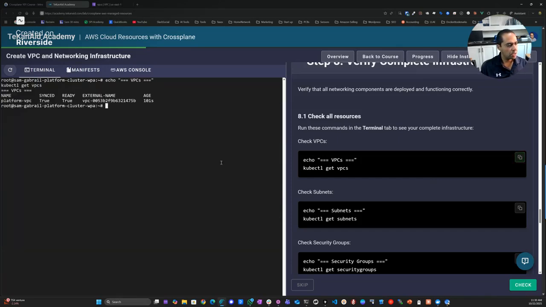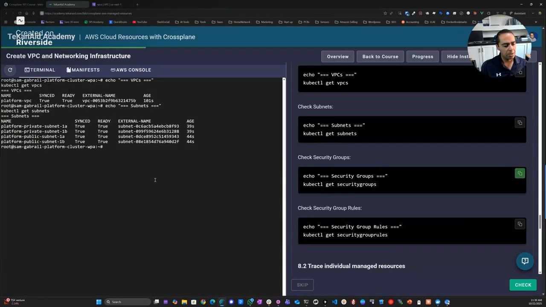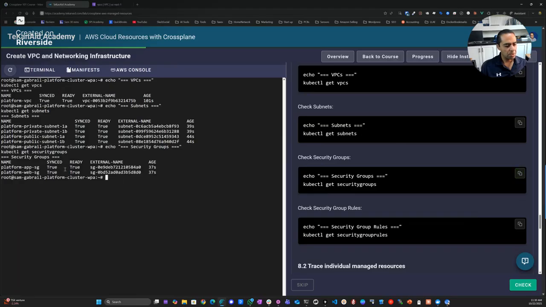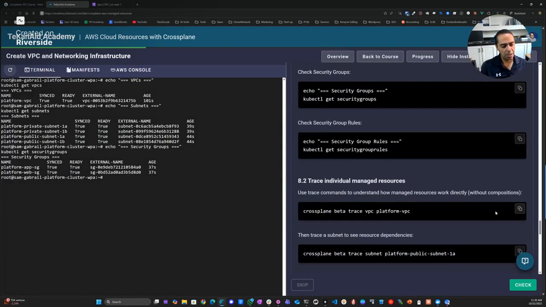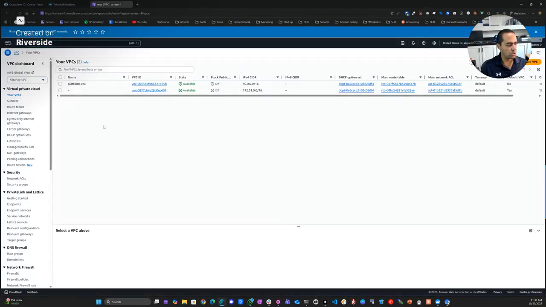All right, so let's see if this infrastructure is done. So let's clear out of here, run the VPC. We already saw that is complete. Let's see if the subnets are complete. Subnets are all complete. You can see they're true. They've been created. Let's see the security groups. The security groups are also created. And what else? Security group rules. These are also created.